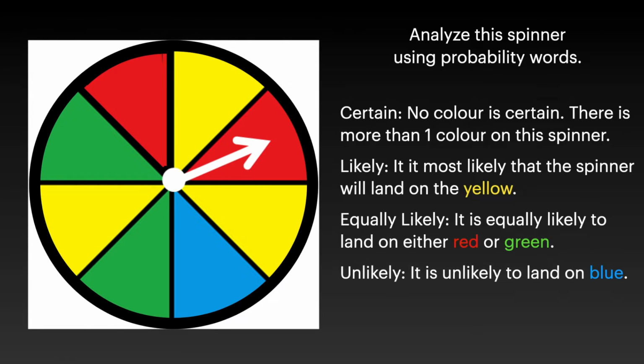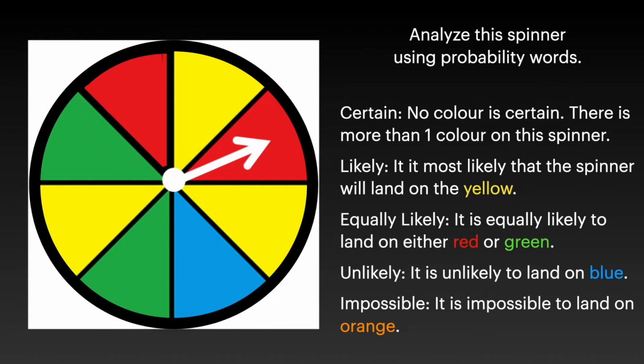Finally, let's talk about the word impossible. If I were to spin this spinner, which color would it be impossible for me to land on? Now, for this question, I could choose any color that I don't see pictured here. So I've written that it is impossible to land on orange because there is no orange on the spinner. I could also say purple or brown or black, whichever color is not pictured here.